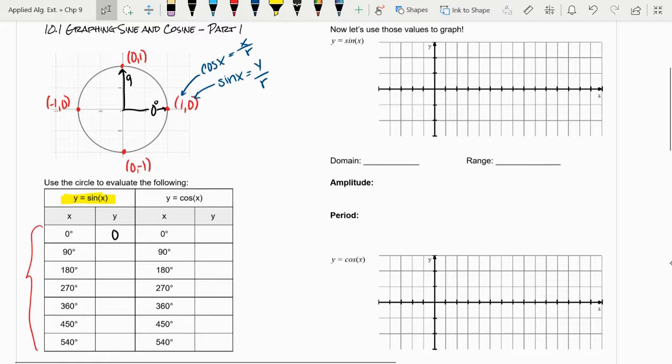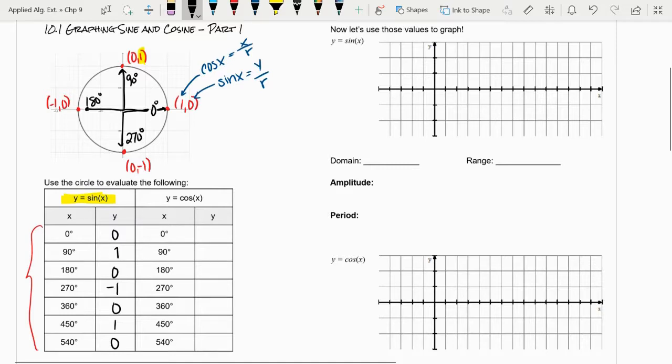Our sine coordinate is 0. At 90 degrees, our sine coordinate is 1. At 180, our coordinate is 0. And at 270, our coordinate is -1. After that, I go right back to the beginning. So 360, I'm going to be 0. 450 would be up where 90 is, going to be 1. And then this pattern just keeps repeating over and over again as we go around the circle.